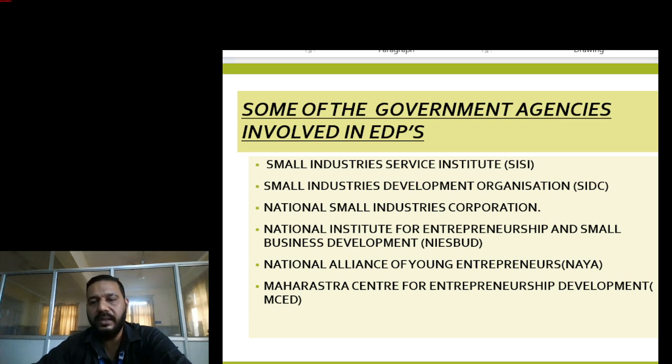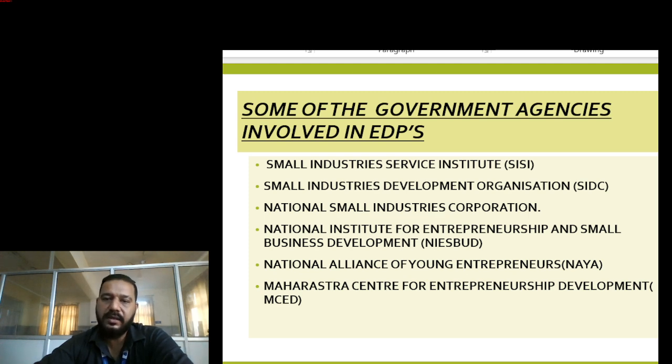Now, moving to the next slide, that is the fourth slide. As I have also told you, there are various agencies which are participating in the EDP program at the state level and also at the central level. Now, talking about a few of the agencies that are making this program a successful one. The first government agency is SISI, which means Small Industries Service Institute. The second agency that is working for EDP is the Small Industrial Development Organization.